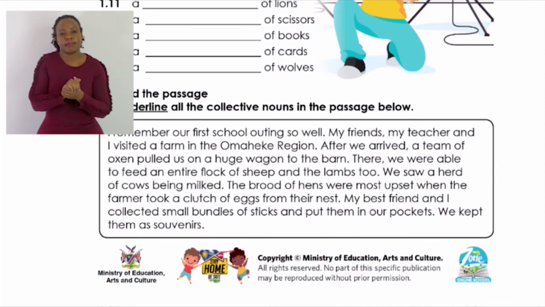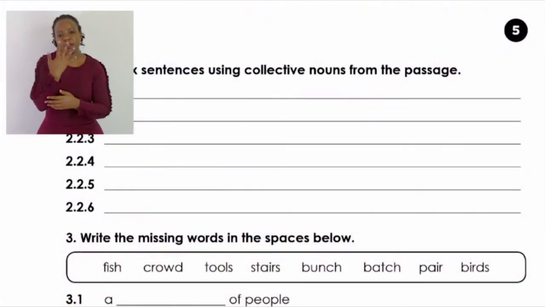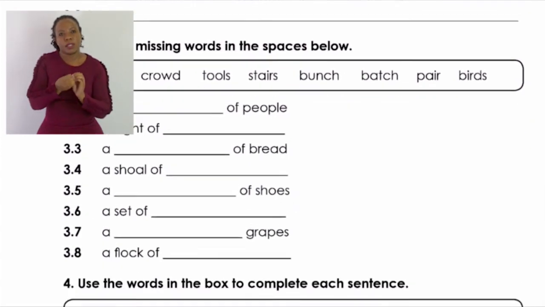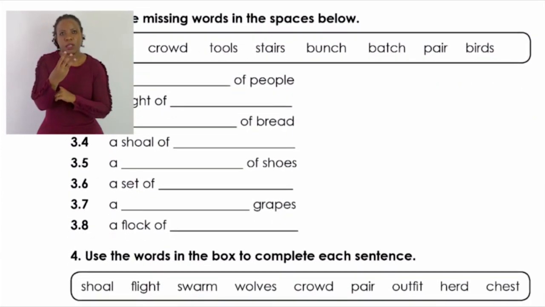Now, on page 5, it says, write 6 sentences using collective nouns from the passage. Remember, I said in the passage, you highlight the collective nouns or you underline them. Now you pick 6 of them and write sentences. Okay. The next, activity 3, write the missing words in the spaces provided.